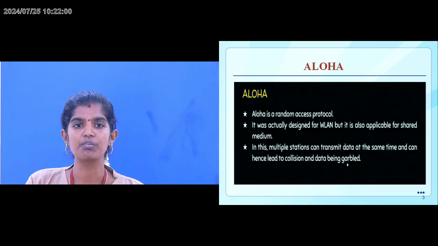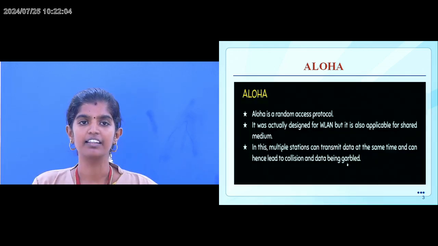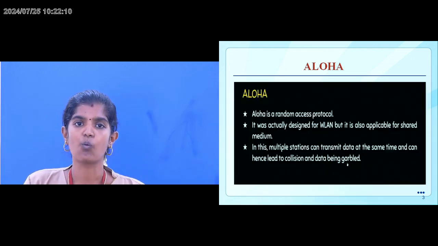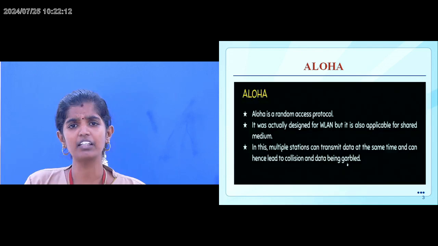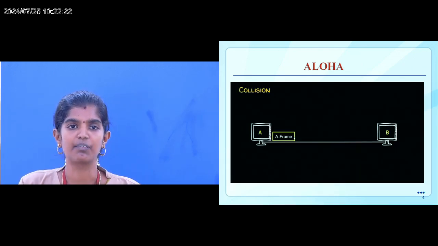In this, multiple stations can transmit data. At that time the data will collide because we send the data at the same time. The data will be collided. Another word for it is garbled: collided or garbled. Then how does the data get garbled? We will explain the reasons.